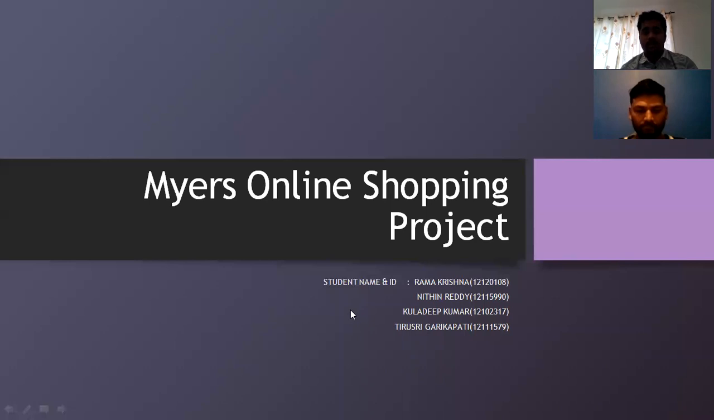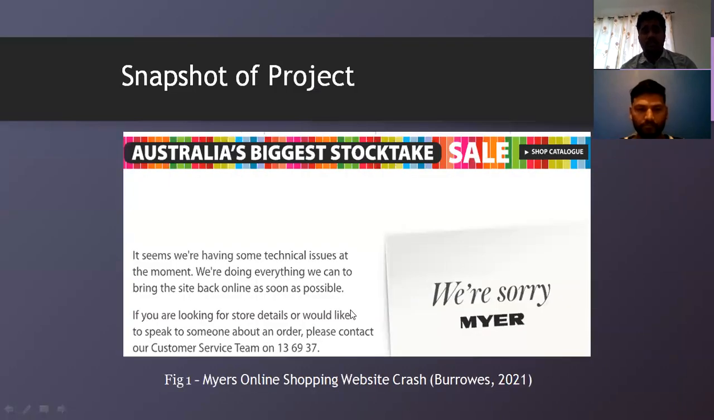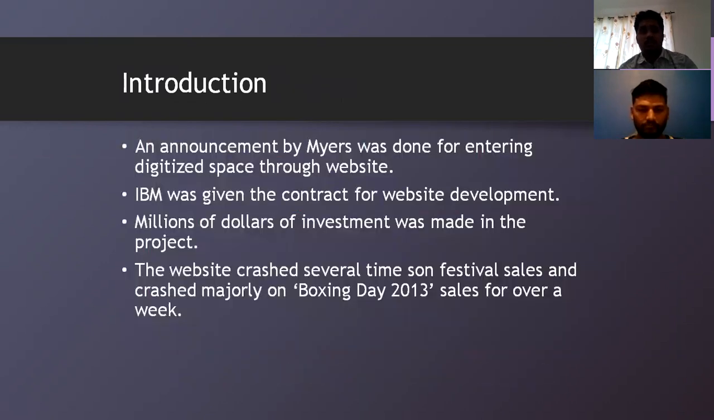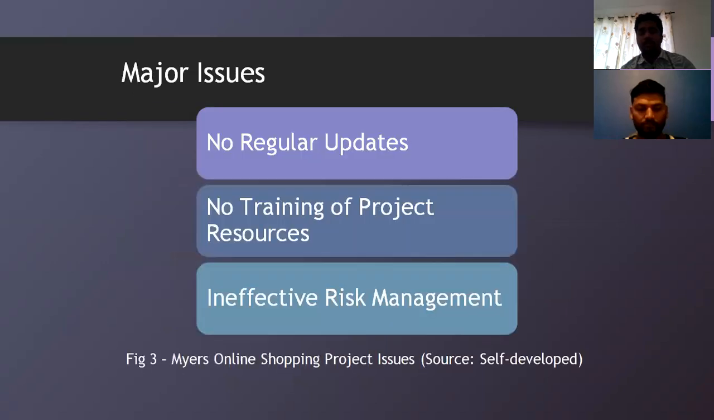If we go to the next slide, this is the snapshot of our project. There was a problem on the Boxing Day sale. In the introduction, a major announcement was made about entering the digital space with the website. IBM was given the contract for the website development, and Myer invested millions of dollars. There was a problem on Boxing Day back in 2013. There are several reasons for these kinds of problems. The major issues will be explained by my friend Nitin Reddy.